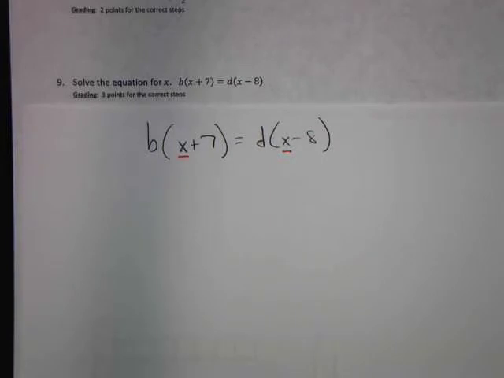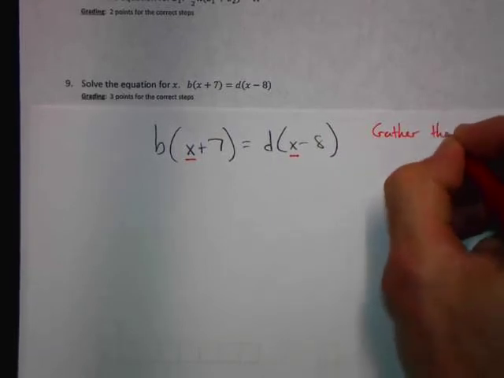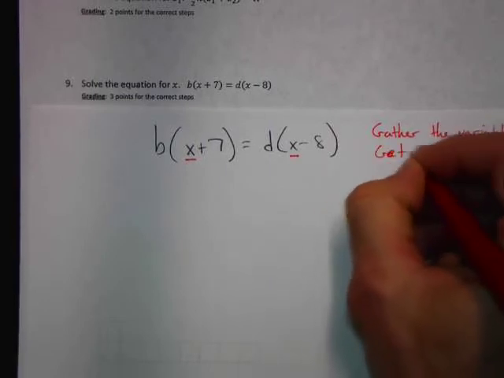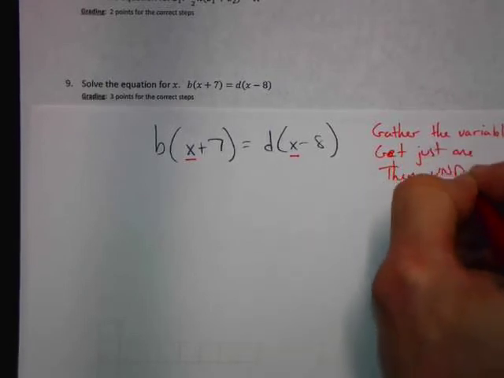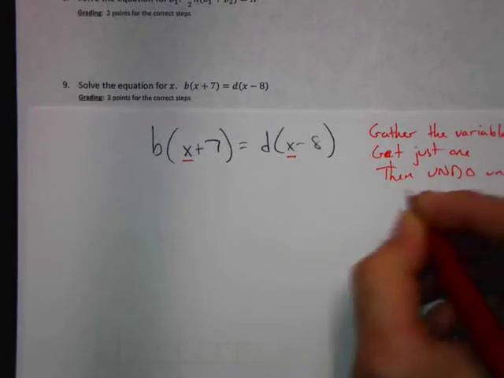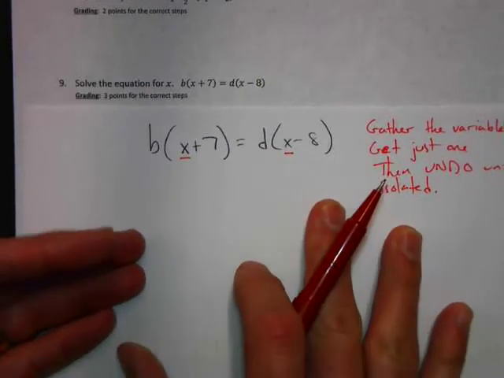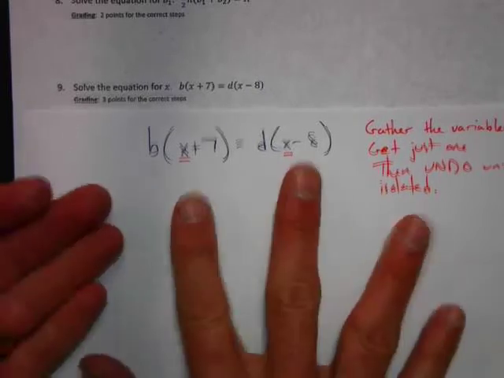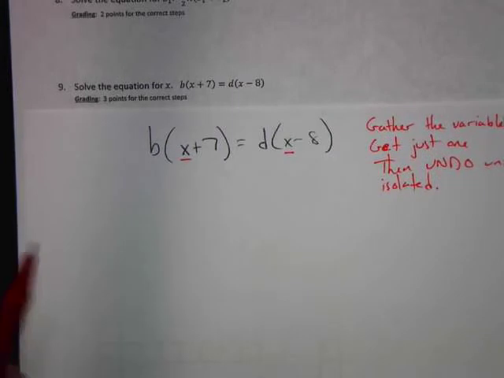We have 2 variables. So what we have to do is gather the variables together, get just one of them, and then undo until it's isolated. So this is going to be a little bit trickier. Well, how can we gather these 2 x's together? One's on the left-hand side, one's on the right-hand side. They're both inside parentheses. Well, we have to get access to those variables.